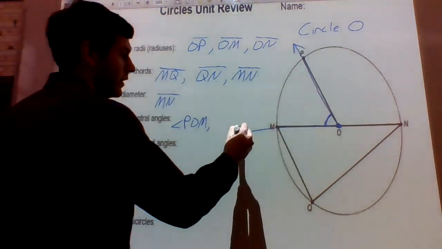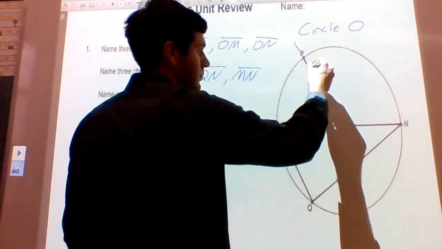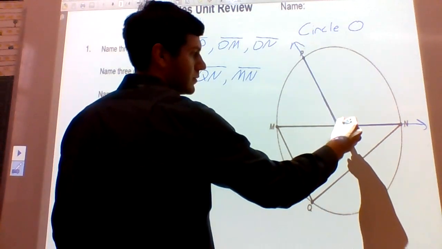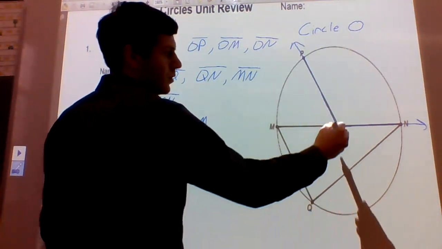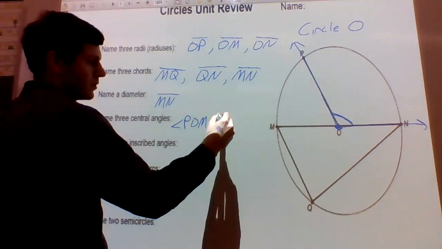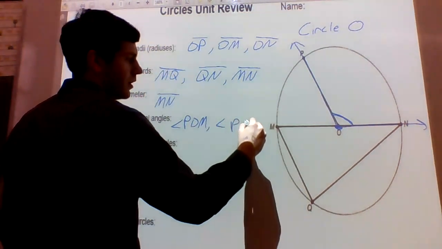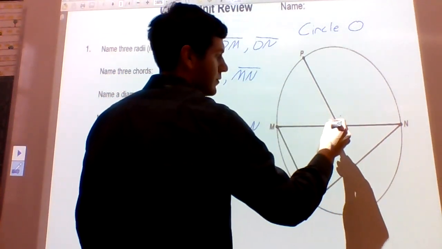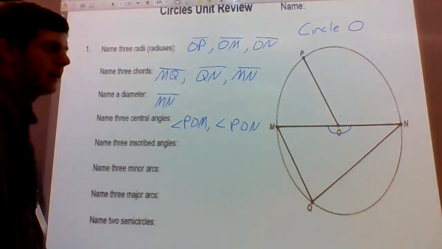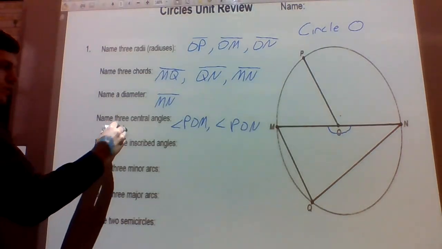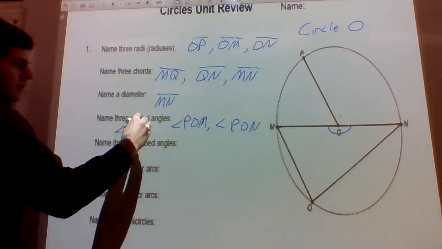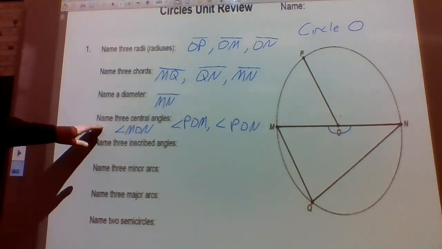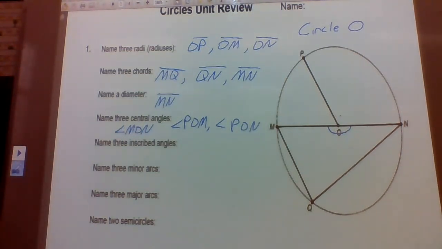We also have PON. Angle PON is a central angle because the vertex is O, and O is the center of the circle. Then lastly, a third one, we have angle MON, which is a straight angle. So we have a straight angle that's 180 degrees. It's a straight angle, but still a central angle.